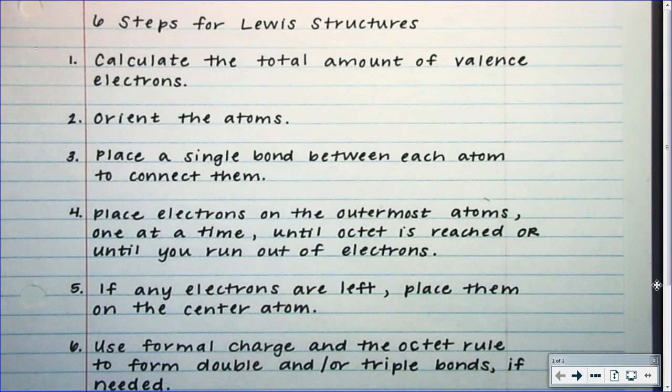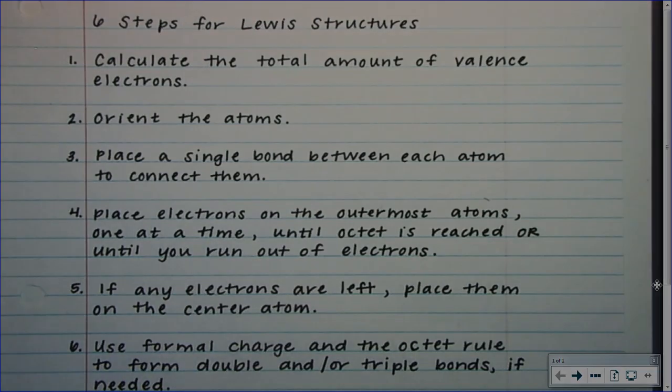So let's go on. Number 1, calculate the total amount of valence electrons. Number 2, orient the atoms. Number 3, place a single bond between each atom to connect them. Number 4, place electrons on the outermost atoms one at a time until octet is reached or until you run out of electrons. Number 5, if any electrons are left, place them on the center atom. Number 6, use formal charge and the octet rule to form double and or triple bonds if needed.